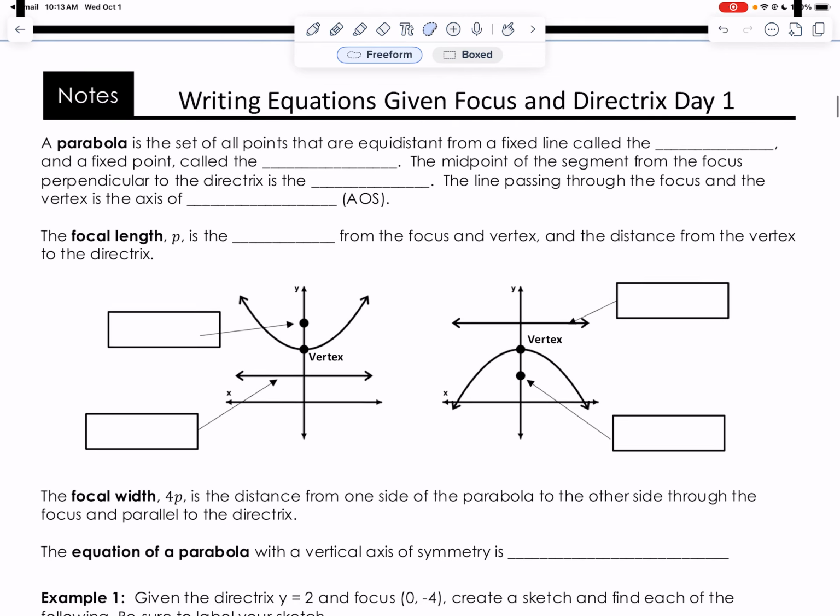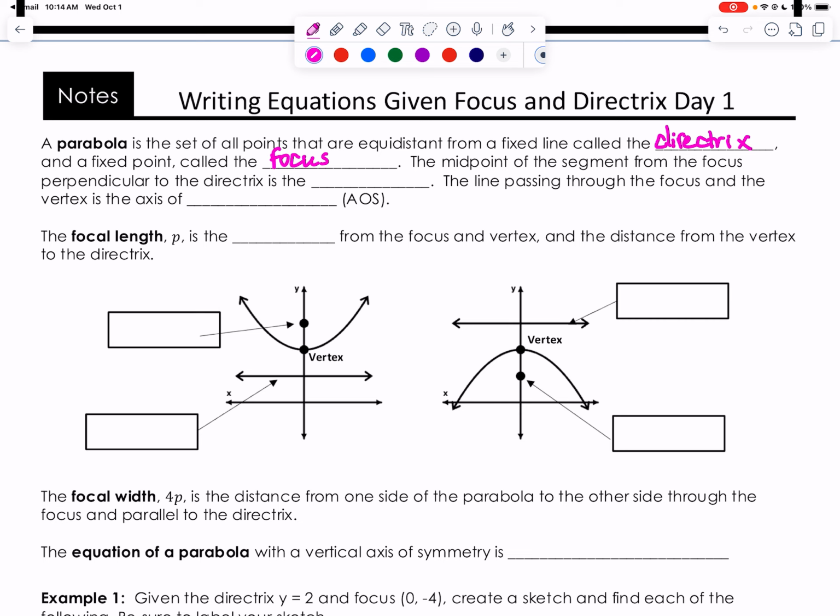In today's lesson, we will be exploring how to write the equation of a quadratic function when we're given a focus and a directrix. Before we get started, let's set up a couple of definitions. A parabola is the set of all points that are equidistant from a fixed line called the directrix, and a fixed point called the focus.